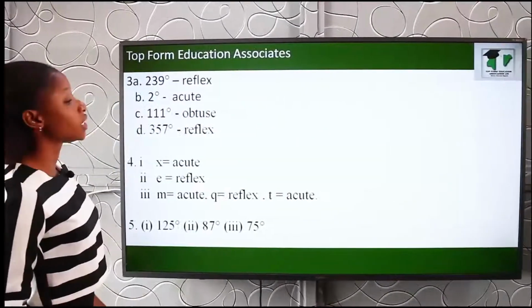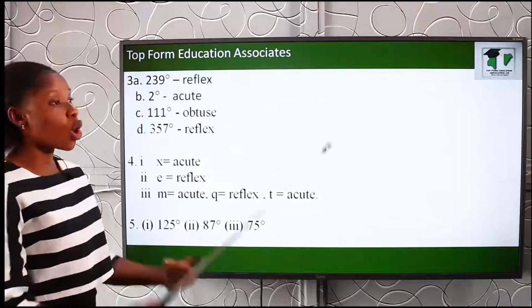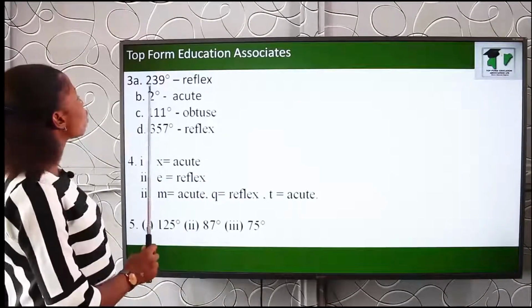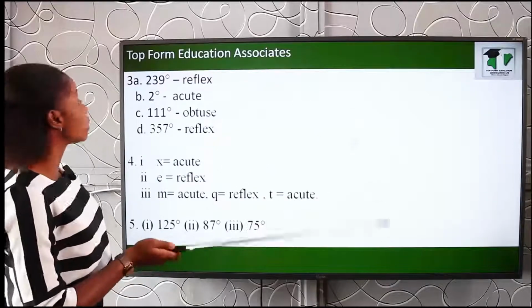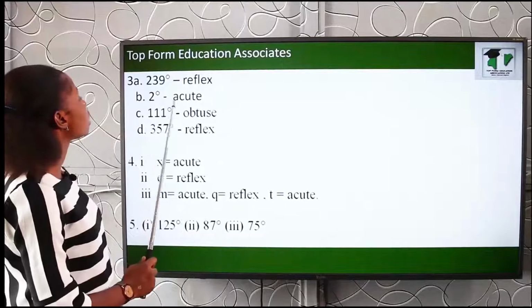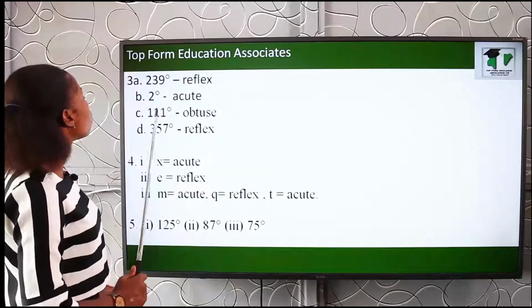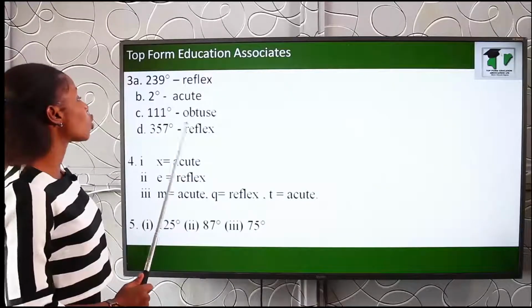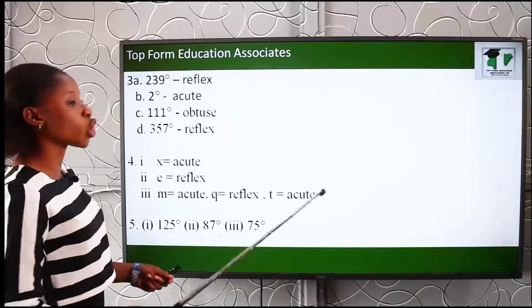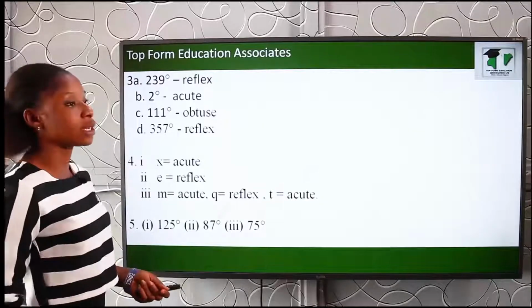Now we're asked to state which of these angles are reflex, acute, or obtuse angles. So 239 degrees, of course, is a reflex angle, and we know the reason why. Now 2 degrees is an acute angle because it is not up to 90 degrees. 101 degrees is an obtuse angle. 357 degrees is also a reflex angle because it is not up to 360 degrees, but it is greater than 180 degrees.